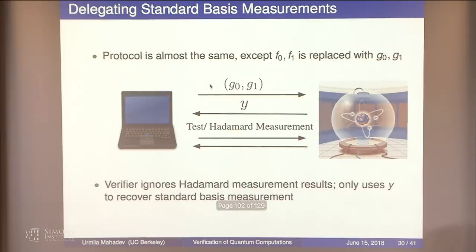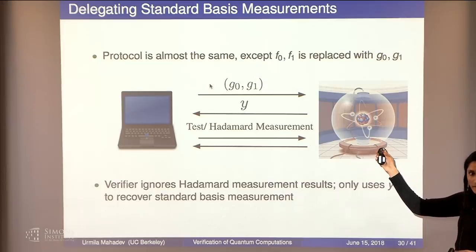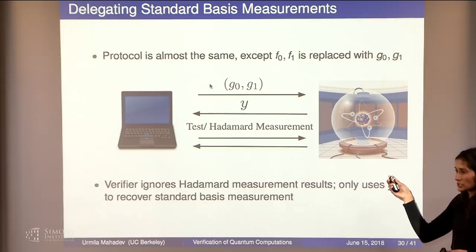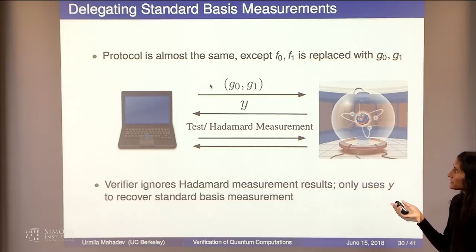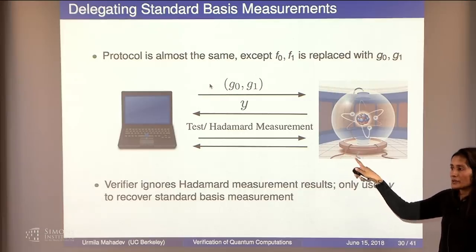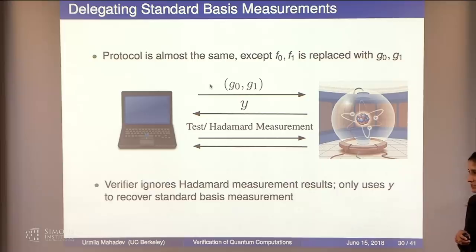Okay, so this is the standard basis protocol. In the standard basis protocol, the verifier just sends over G0, G1. The prover reports Y. The verifier asks to test or Hadamard measurement. But now the verifier can extract the standard basis measurement from Y, so he can ignore whatever the prover does in the Hadamard measurement. Okay, are there any questions?